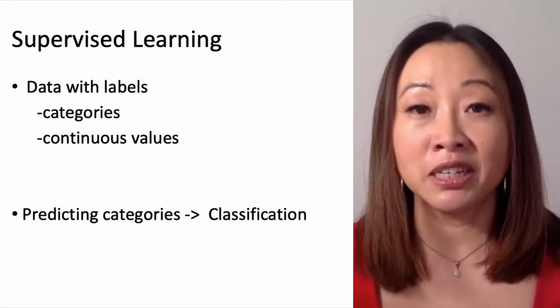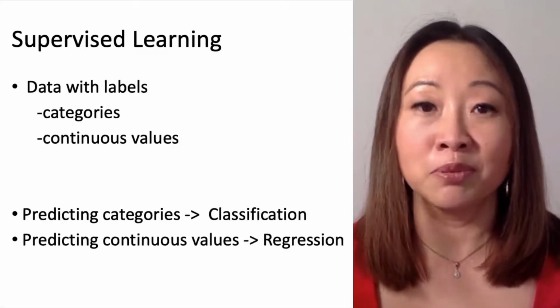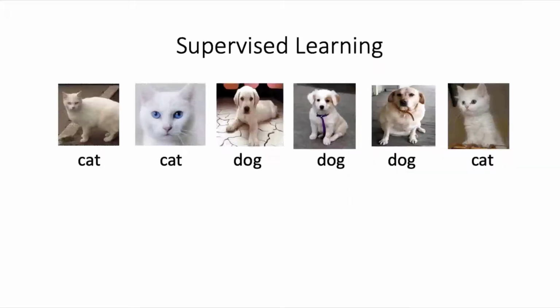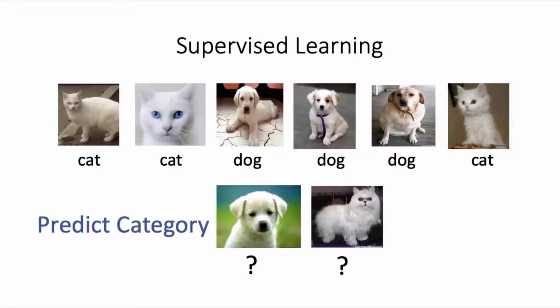If the label is a continuous number, the goal of the model is to predict this number, and this task is known as regression. Let's look at an example of supervised learning. Here are some pictures of cats and dogs, each labeled with whether it is a cat or a dog. A supervised learning model would be trained on this data to classify an image as being a cat or a dog. So the training data will be many labeled images of cats and dogs, and the goal of the model will be to predict, given an image, whether it is a cat or a dog.